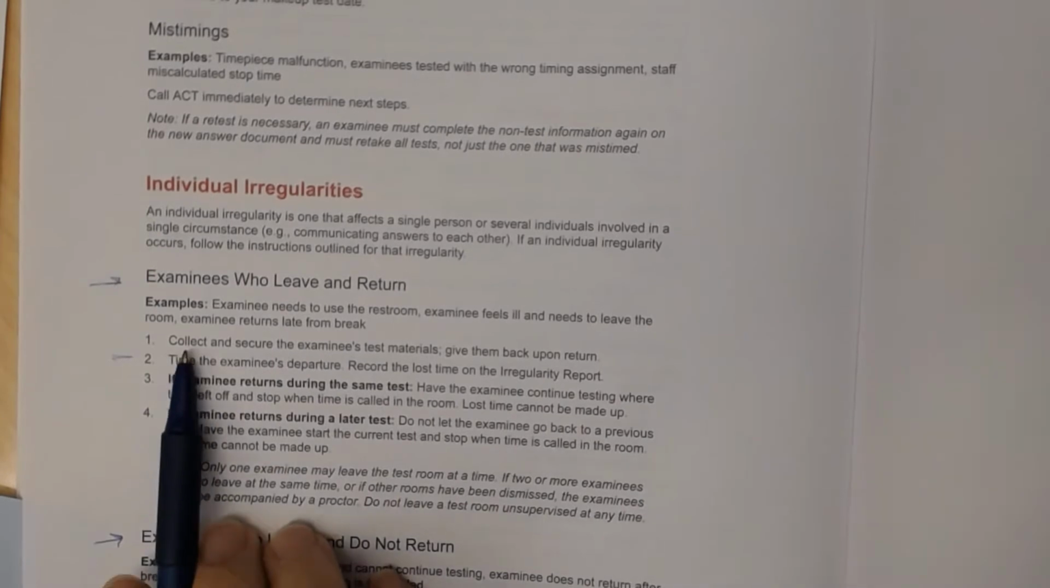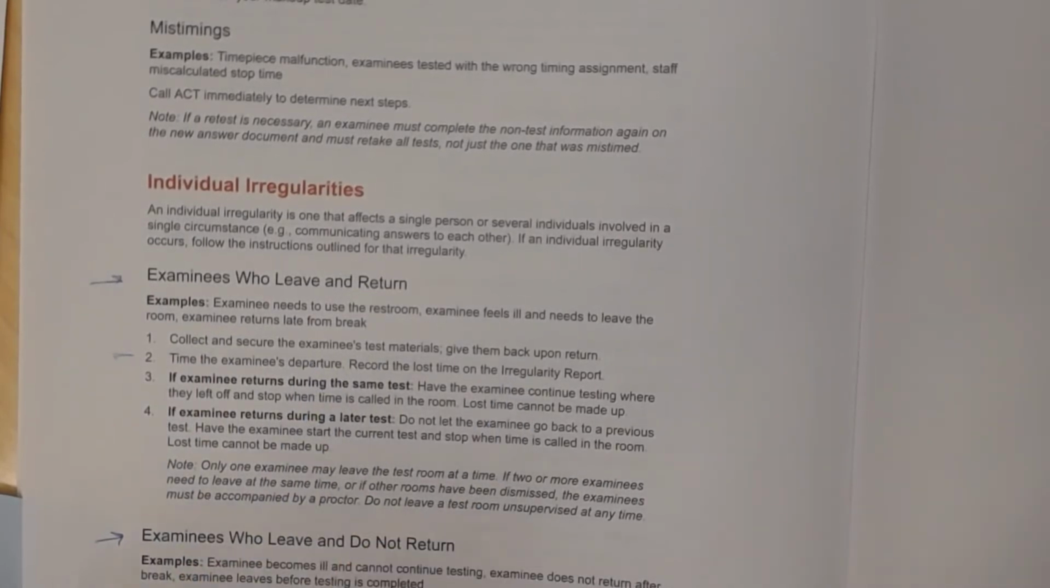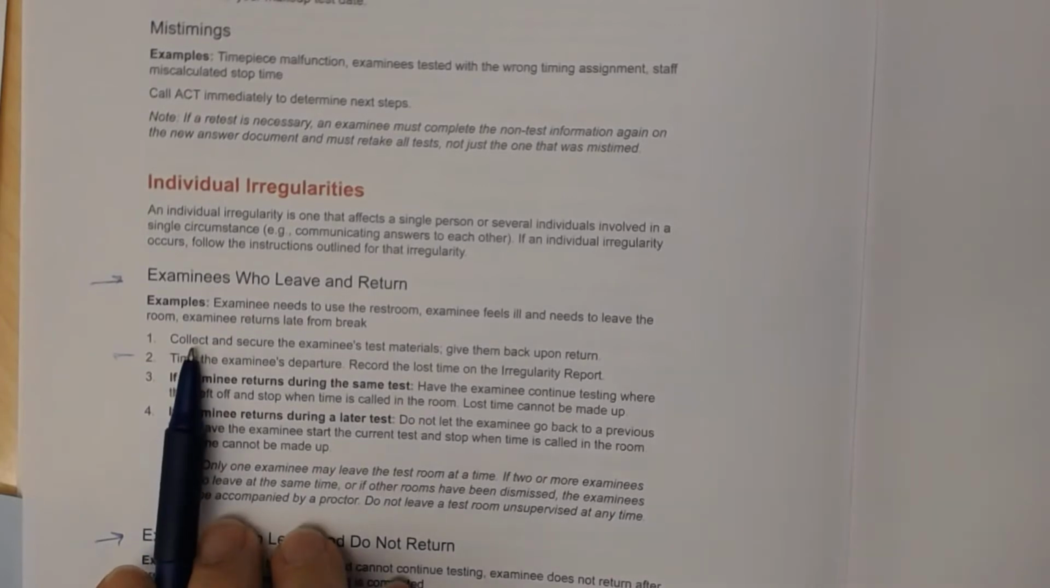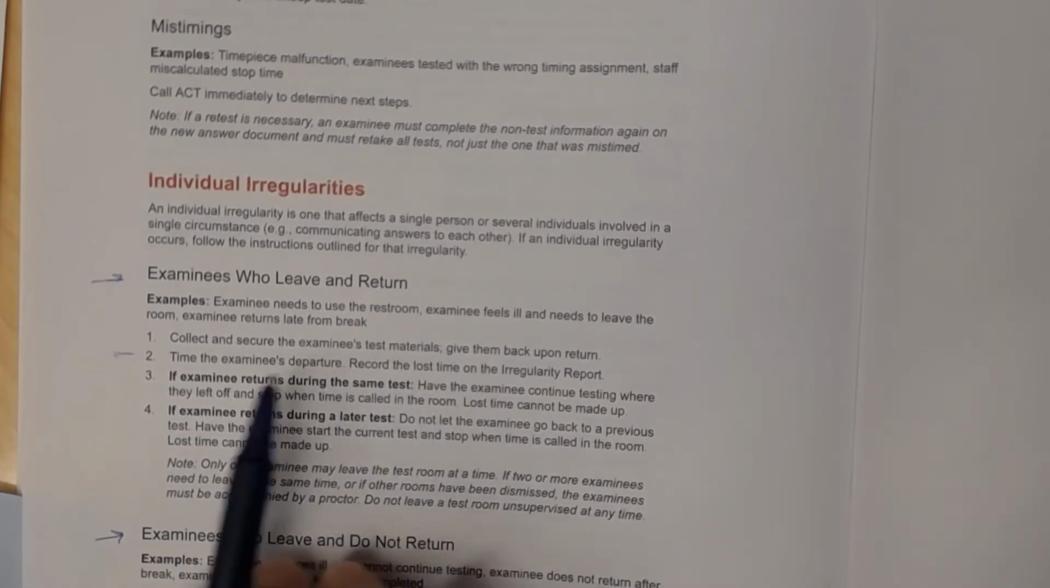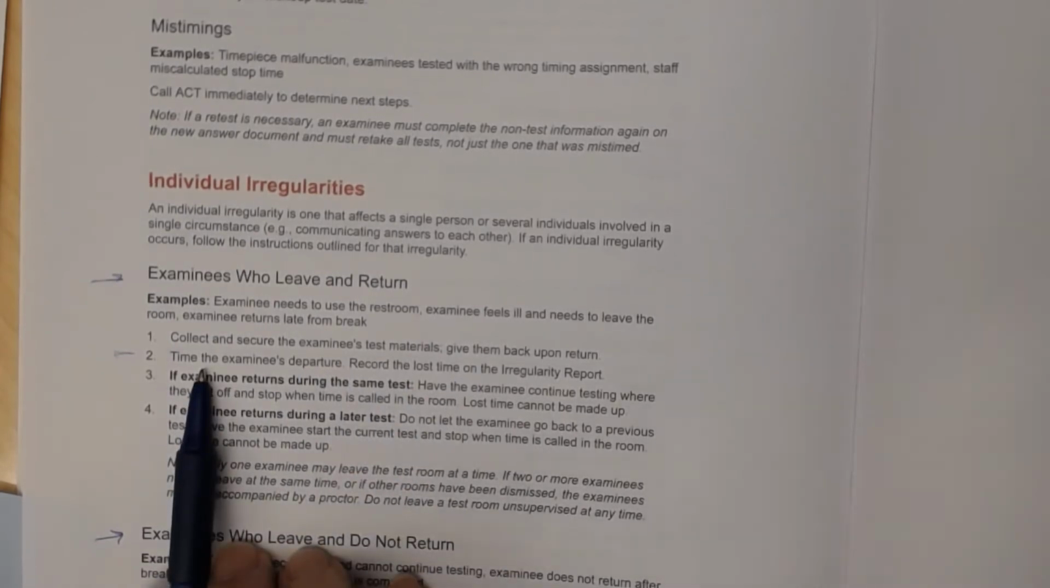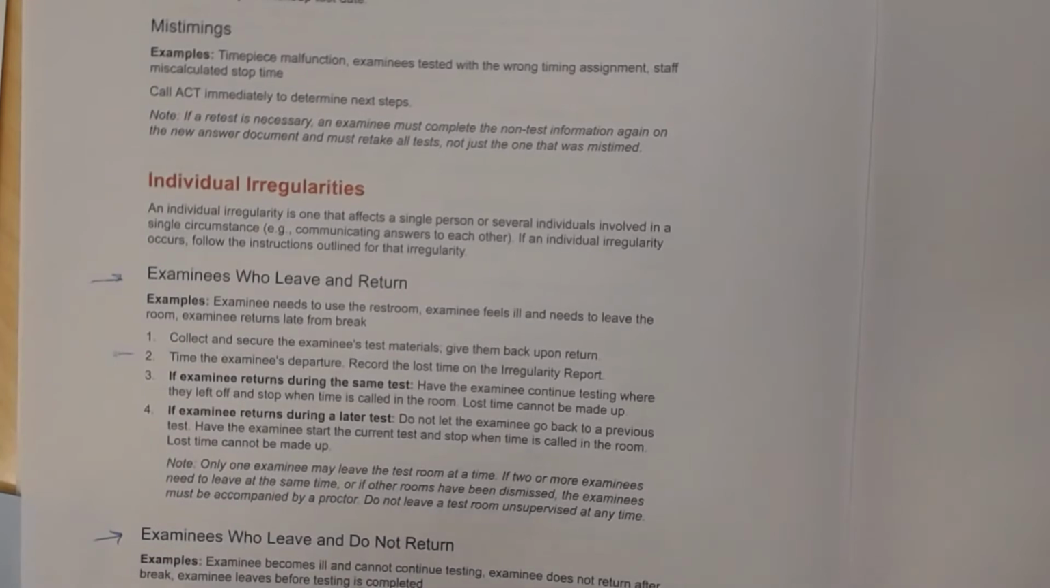Okay, so let's continue talking about individuals who leave and return. The first thing you must do, anytime a student leaves the room, is collect and secure the examinee's test materials. When they come back, you give it back to them. Do not let the students leave the materials on the desk. You must collect and secure them and then give them back to the student when they come back. The next thing you must do, when they leave, is time the examinee's departure.